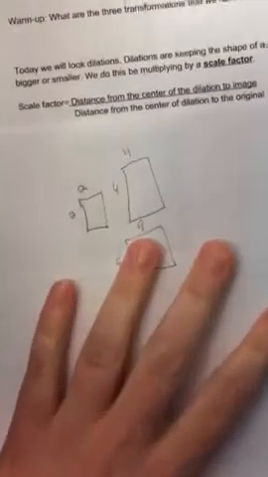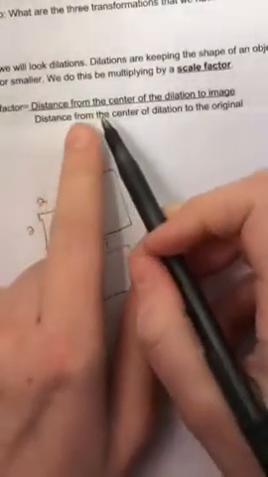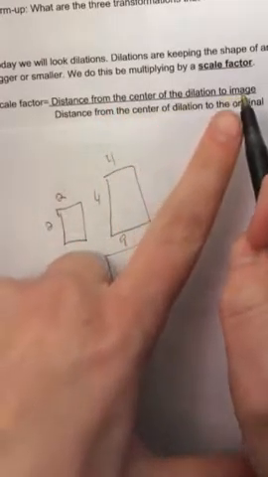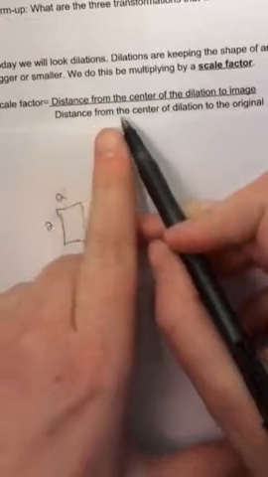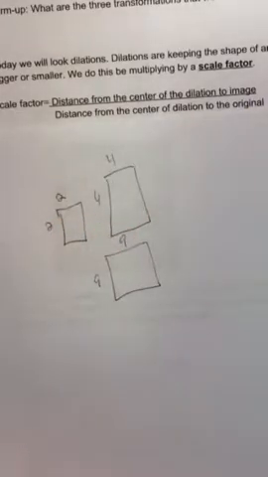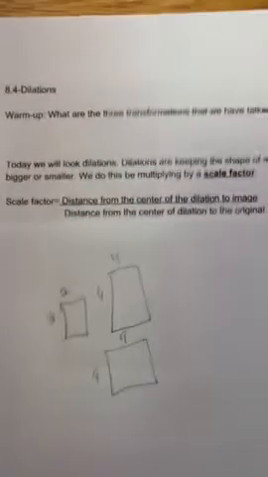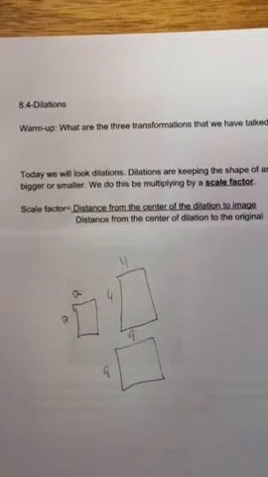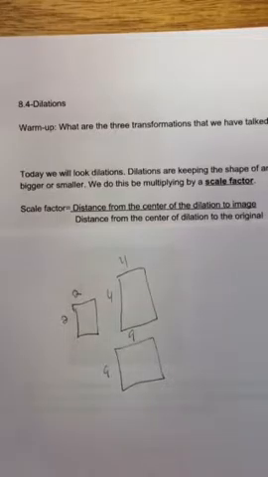And a scale factor, all it is, is the distance. So this is a fancy term. We're going to go over a more specific term that's going to help you. It's the distance from the center of dilation to the image over the distance from the center of dilation to the original, okay? Now that is a very, very technical definition there. We're going to talk more about the scale factor and how to find it in some of our examples, okay? So if that does not make sense, that's okay, all right?